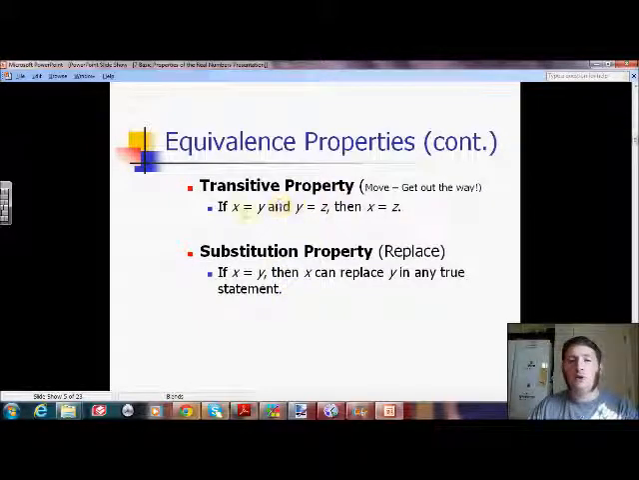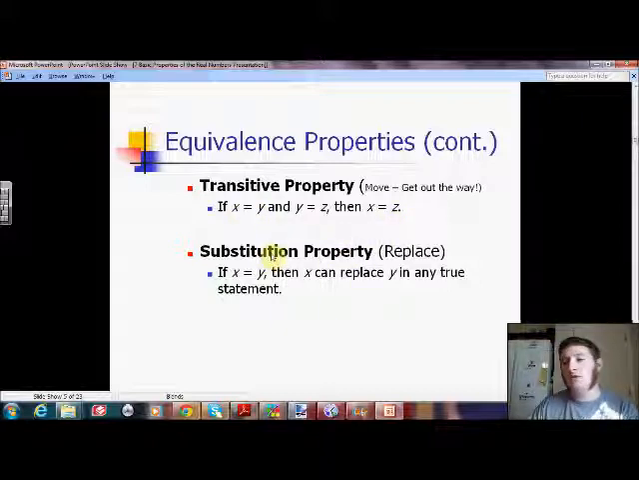A couple more properties of the equal sign, the transitive property. Of the reflexive, symmetric, and transitive, the transitive property is probably the easiest one for students to remember because of the prefix trans. They're used to transportation, they're used to the idea of movement here. And so think about like move, get out the way, which used to be a sort of popular song reference. If x equals y and y equals z, then you can tell y to move and get out the way, x equals z.